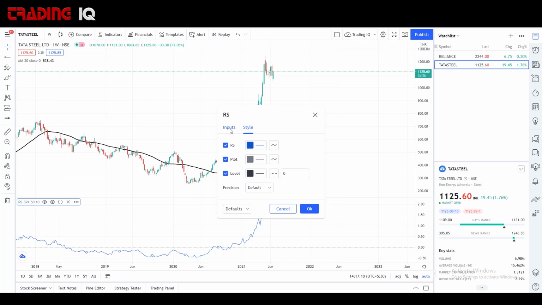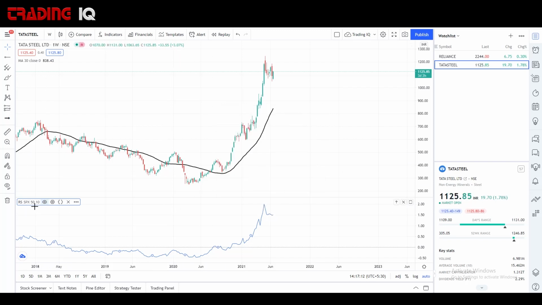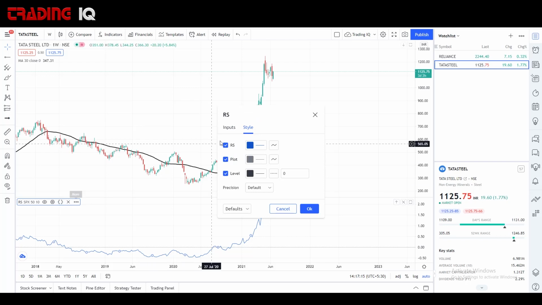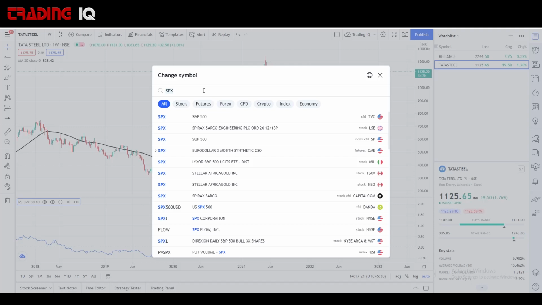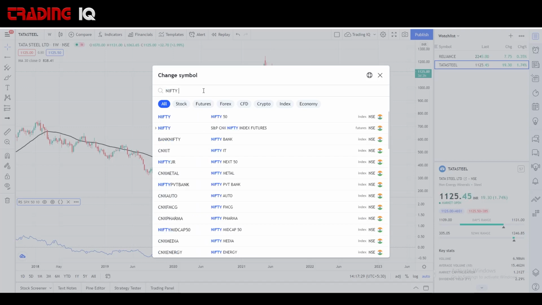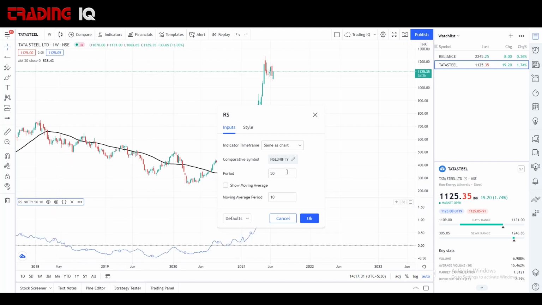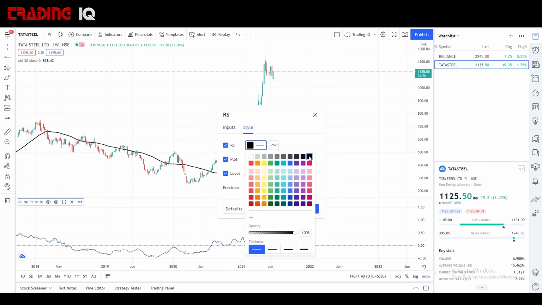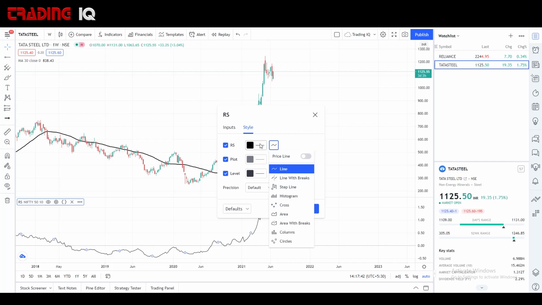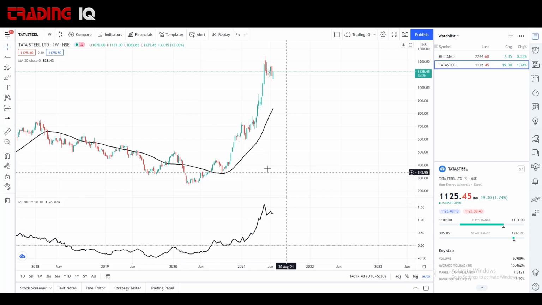So you come to the settings by hovering over this area, where you will find the gear icon, and in the inputs you just change the comparative symbol to this. SPX is the S&P 500, which is one of the US indexes. Nifty 50, the first one. Okay, so now I'm comparing this stock, Tata Steel, with Nifty 50. I'll change the style. I would like it to be black and a little thicker.